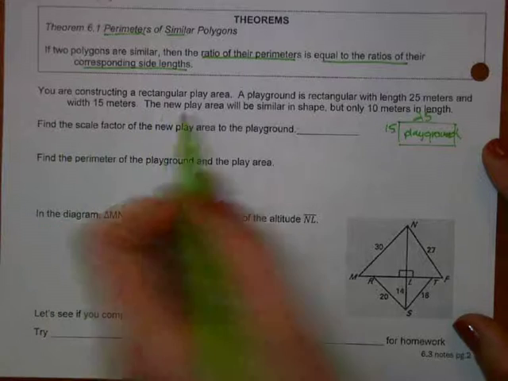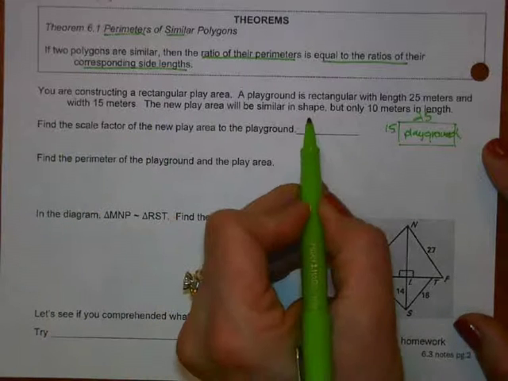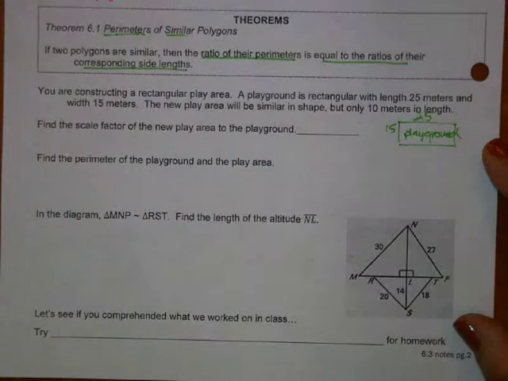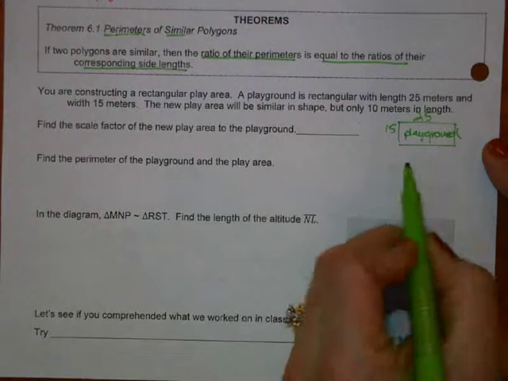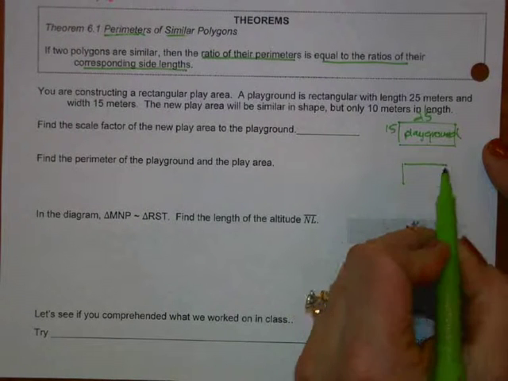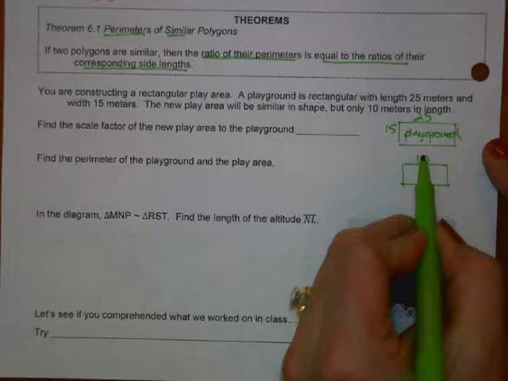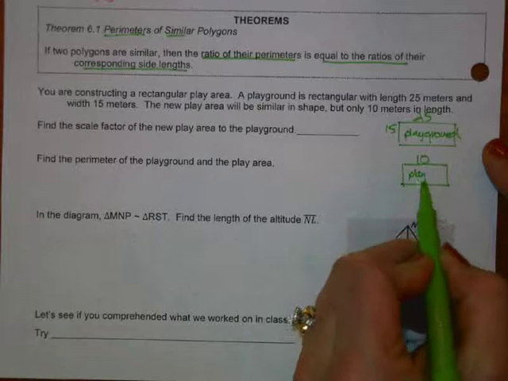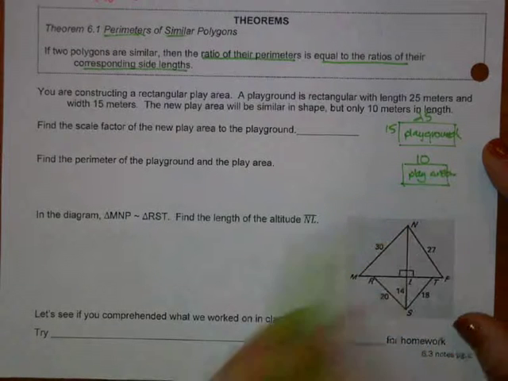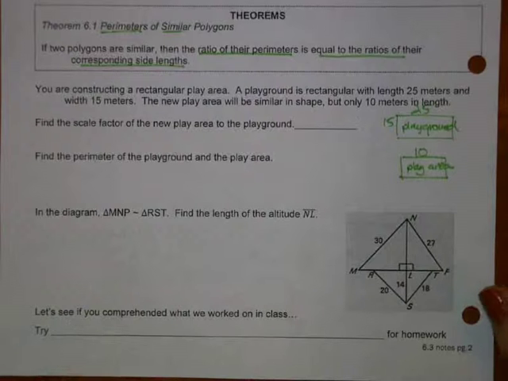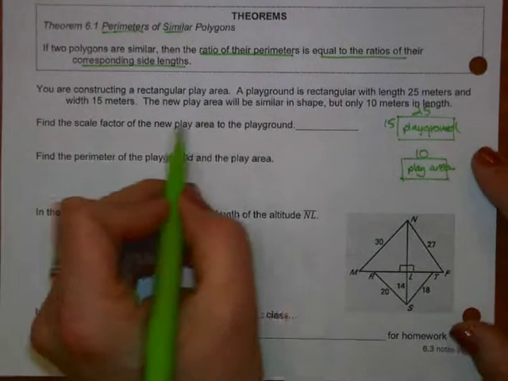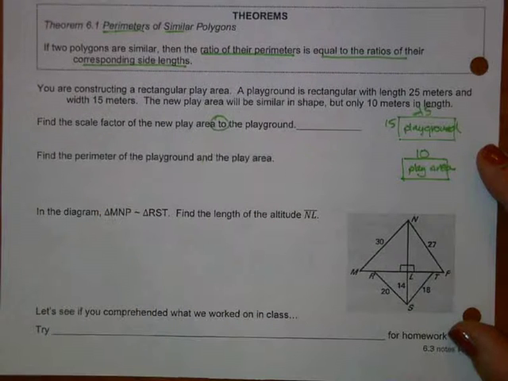The new play area will be similar in shape. That means it's kind of the same shape, but only 10 meters in length. So I'm just going to draw a little smaller picture, maybe not to scale, but you know what I mean. Play area. All right. Find the scale factor of the new play area to the playground.